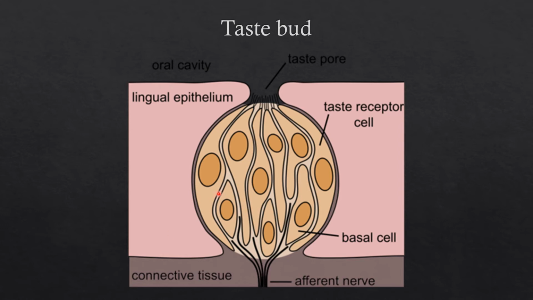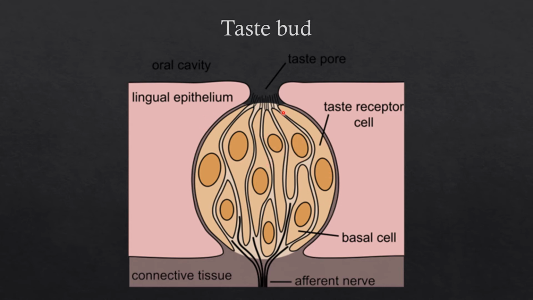Coming to taste buds, they are intraepithelial sensory organs. Their function is perception of taste. There are 2000 to 8000 taste buds present on the surface of the tongue as well as the posterior aspect of the oral cavity. Each taste bud is composed of 60 to 80 spindle-shaped cells. These are all the cells.